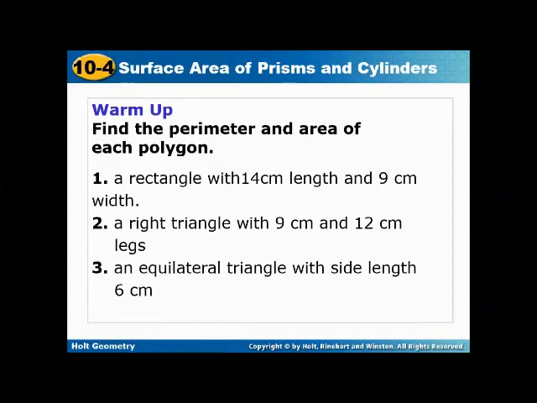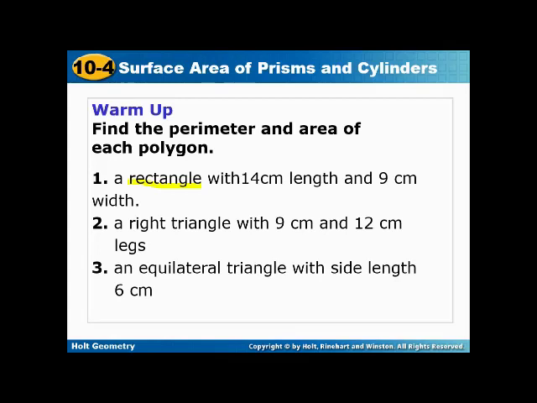Okay. Now, first of all, we have to solve these questions as a warm-up for this lesson. Find the perimeter and area of each polygon. As you remember, the perimeter of any polygon is the sum of all sides, and the area of each polygon is different from one polygon to the other. For example, what is the area of the rectangle? The area of the rectangle is length times width, and the perimeter is 2 times length plus 2 times width.